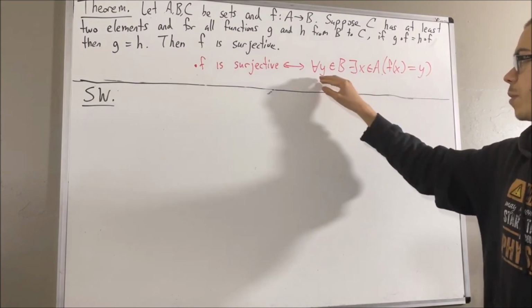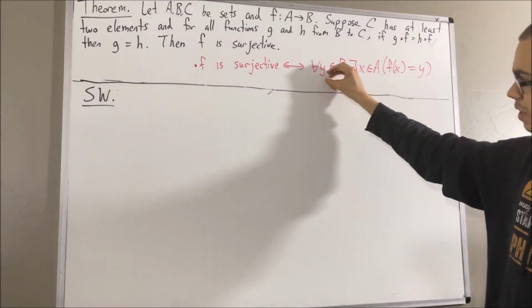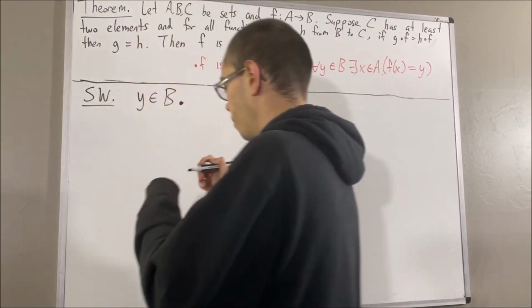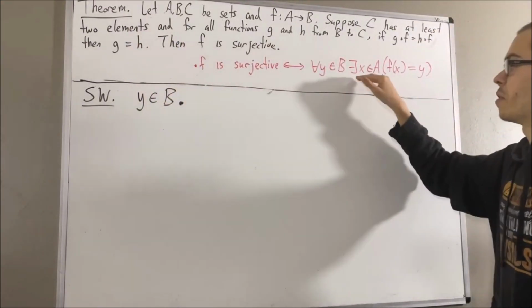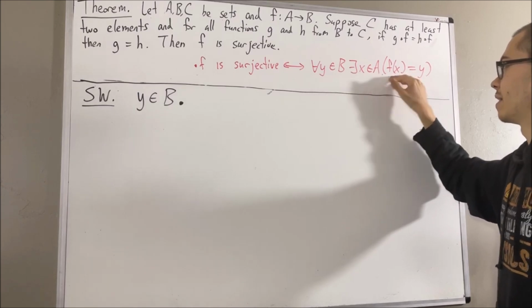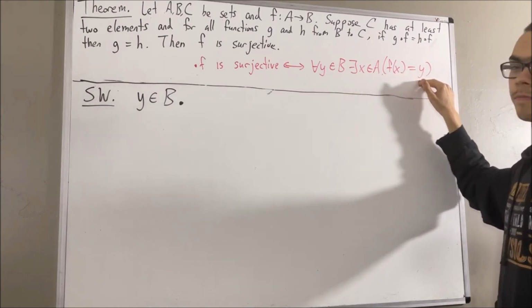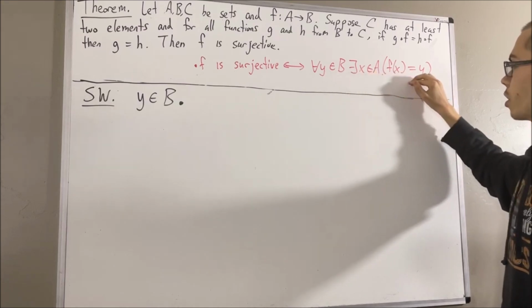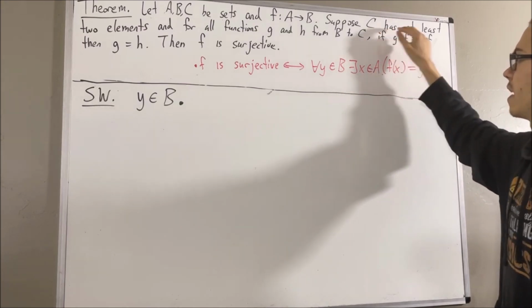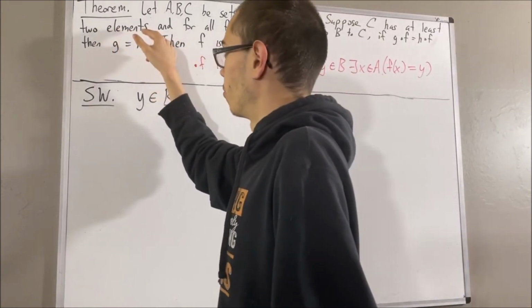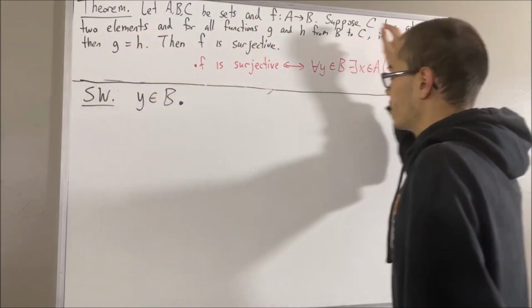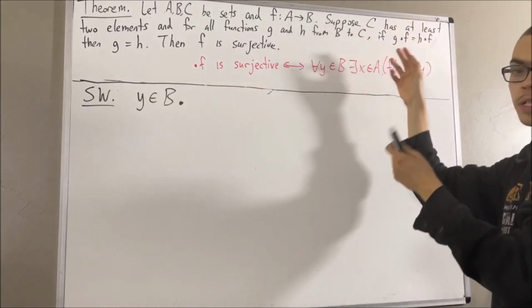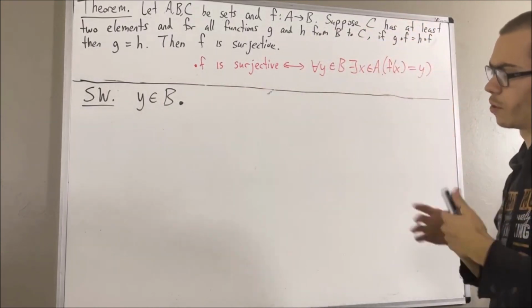Well, we're trying to prove a statement about every element in B, so give me an arbitrary element of B. I'll call it y. And from here, we're trying to show that there exists an element x in A that satisfies f of x equals y. And in showing this, we're going to need to somehow apply the fact that C has at least two elements. Since C has at least two elements, we can pick out two elements in C that are distinct. I'll call them P and Q.